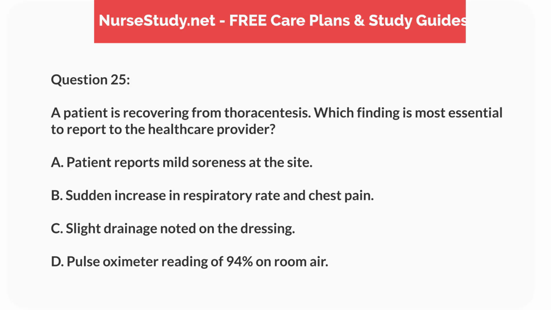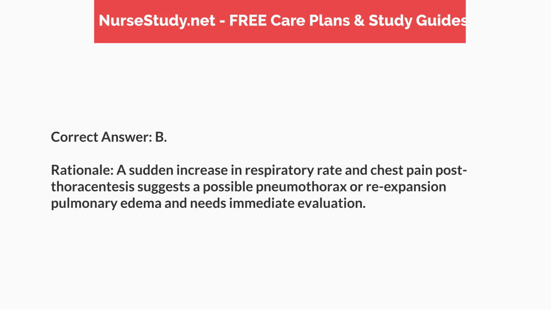Question 25. A patient is recovering from thoracentesis. Which finding is most essential to report to the healthcare provider? A. Patient reports mild soreness at the site. B. Sudden increase in respiratory rate and chest pain. C. Slight drainage noted on the dressing. D. Pulse oximeter reading of 94% on room air. Correct answer, B. Rationale: a sudden increase in respiratory rate and chest pain post-thoracentesis suggests a possible pneumothorax or re-expansion pulmonary edema and needs immediate evaluation.